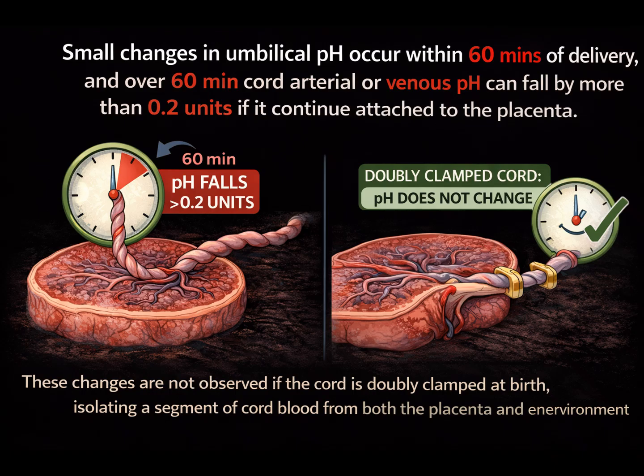Remember that small changes in umbilical pH occur within 60 minutes of the delivery, and over 60 minutes cord artery or venous pH can fall by more than 0.2 unit if it continues attached to the placenta. These changes are not observed if the cord is double clamped at birth, isolating a segment of the cord blood from both the placenta and the environment. 60 minutes, pH falls by more than 0.2 unit. Double clamp the cord, pH doesn't change.